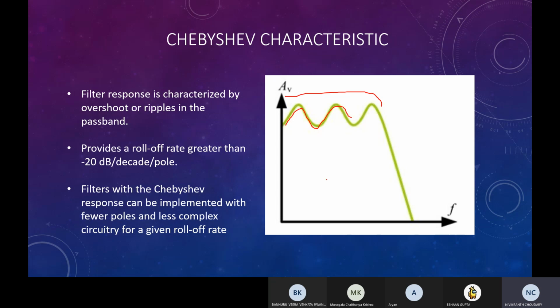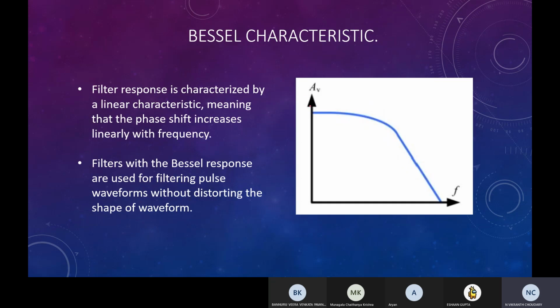So this Chebyshev characteristic occurs when there are very few poles, and there will be ripples in the gain. So that's why having more poles also solves this problem of getting a constant gain across the whole filter frequency range. So this is Chebyshev characteristics, and next the Bessel characteristics.